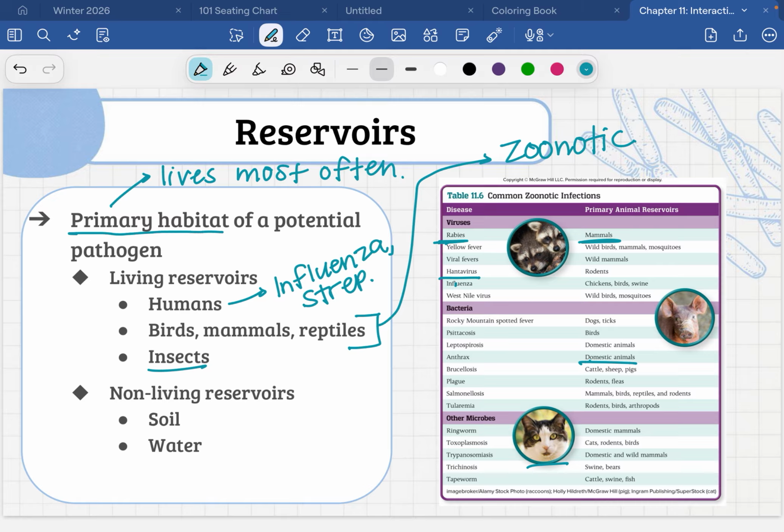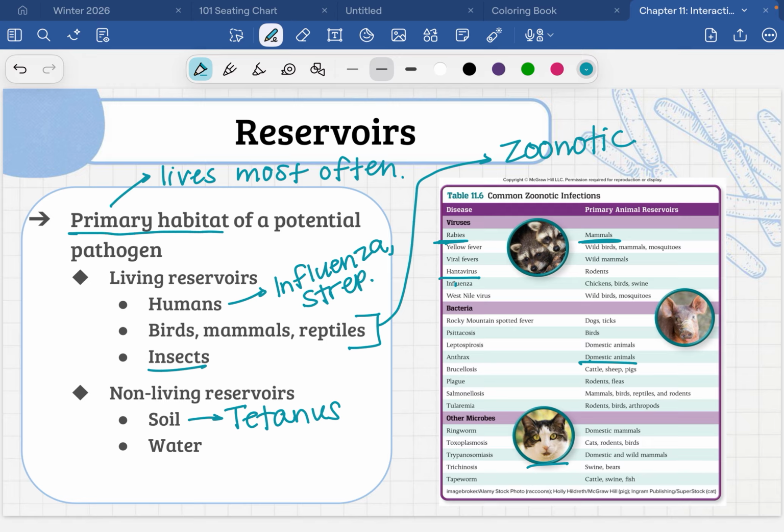Okay, and then you can also have non-living reservoirs. There are illnesses that we get from soil or water. Soil, we'll talk about tetanus a lot, but tetanus is something that you get from the soil. Tetanus is not really spread from person to person. It's not spread through animals. You get tetanus by stepping on a rusty nail outside, right? Tetanus is spread through soil. Tetanus lives in the dirt. So its reservoir is soil.